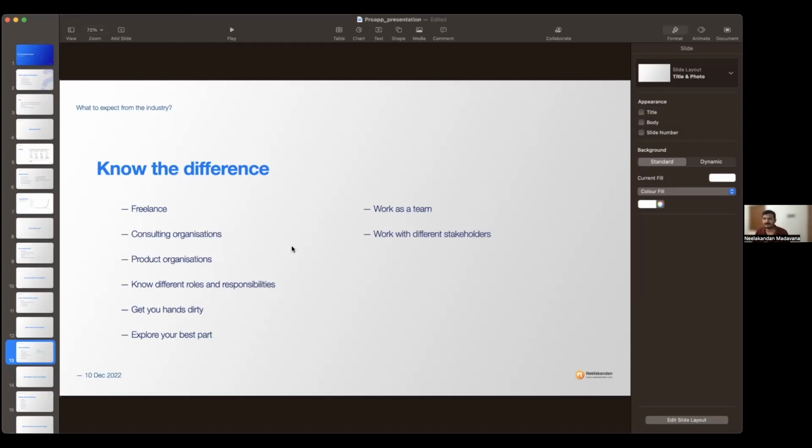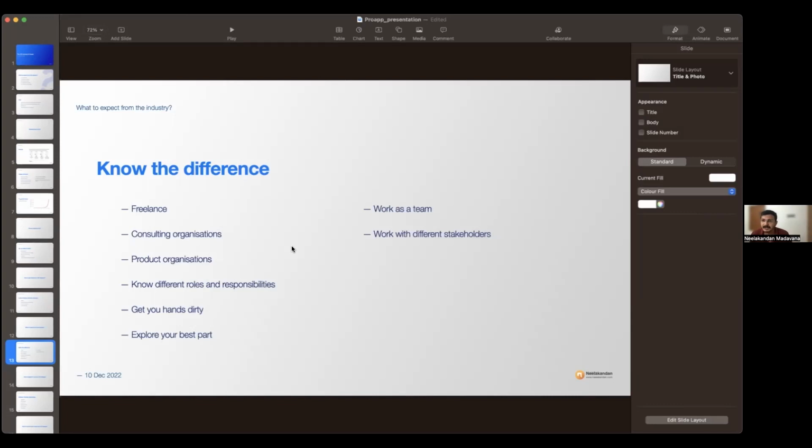And yeah, explore whatever comes your way, explore the best in you. And in the industry, definitely you will have to work as a team. That is for sure. It is not like, I am only going to work with designers.